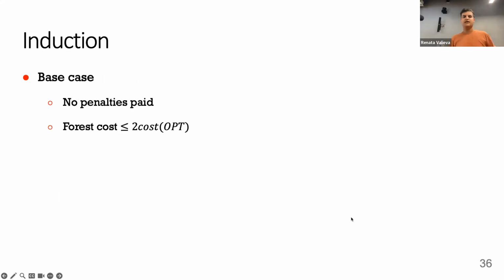Okay. Now we use induction based on the number of penalties that are not zero to prove that our algorithm produces a 2 approximation. Our base case is when we have no penalties paid in the first place, so we just immediately return a solution. And we argued that the forest that we choose in the first solution has a cost at most 2 times the optimal. So when no penalties are paid, we just get a 2 approximation.